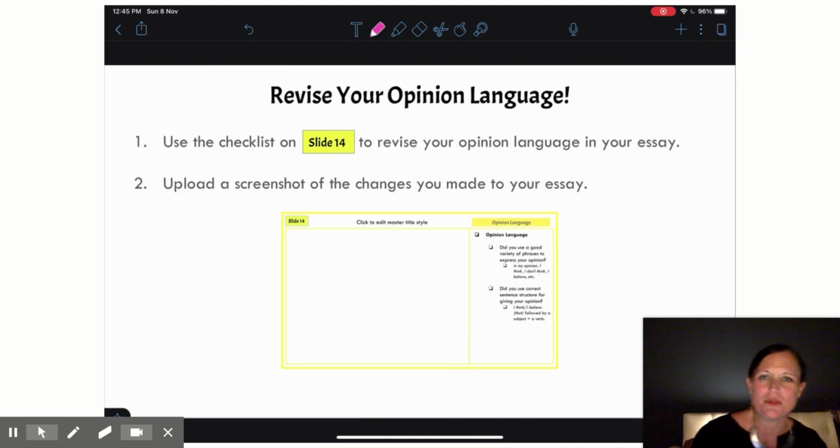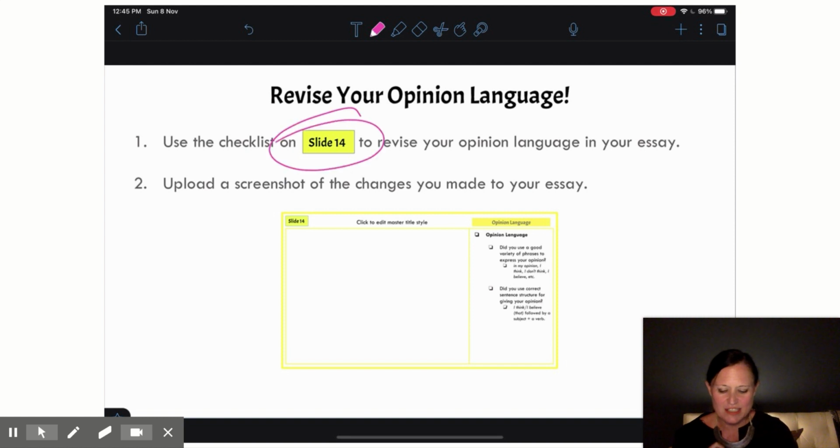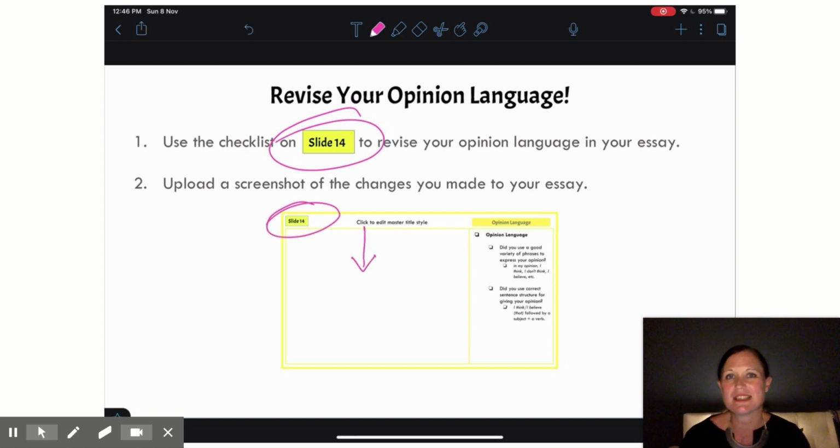Revise your opinion language. Use that checklist on slide 14 to revise the opinion language in your essay. When you are sure that you have a good variety of different phrases for giving your opinion and that you've used them correctly, take a picture and upload it here on slide 14.